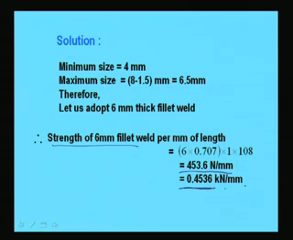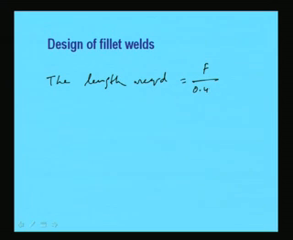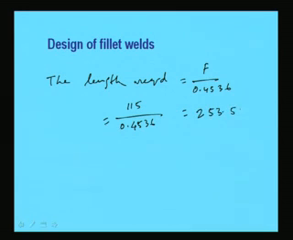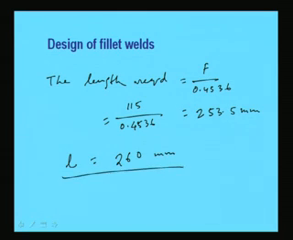Now, the applied force is 115 kilonewton. So, the length we can find out from this formula. The effective length required will be force by the strength, that means 115, the applied force, by 0.4536, that is coming to 253.5 mm. So, we can provide, say, a length of 260 mm. In this way, the length required to withstand the load of 115 kilonewton will become 260 millimeter.